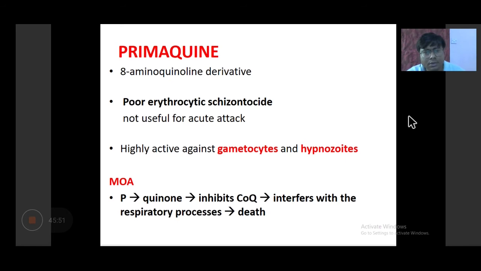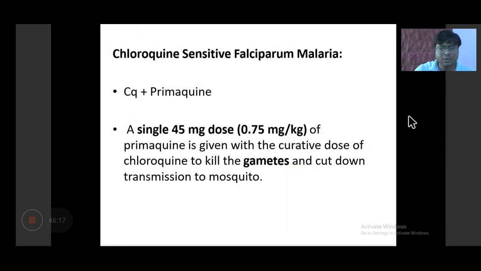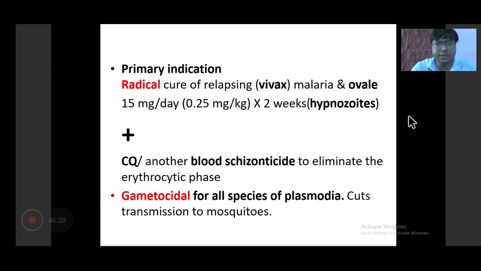Mechanism of action you will see here is this primaquine is converted to quinone, which inhibits the coenzyme Q of the parasite, and it interferes with the respiratory process, that is the electron transport chain, and leads to the parasitic death. So this much of mechanism of action is important to remember. I already discussed this radical cure and gametocidal action. So this is the primary indication, means either in Vivax for prevention of relapse, 15 mg per day for 14 days, or in falciparum for gametocidal action, like 45 mg single dose.